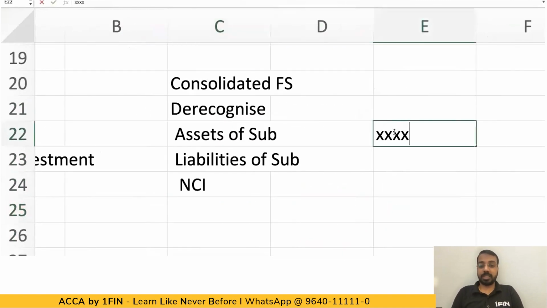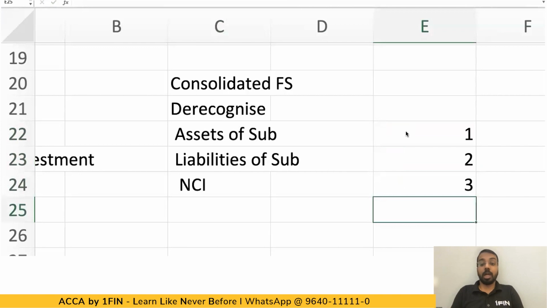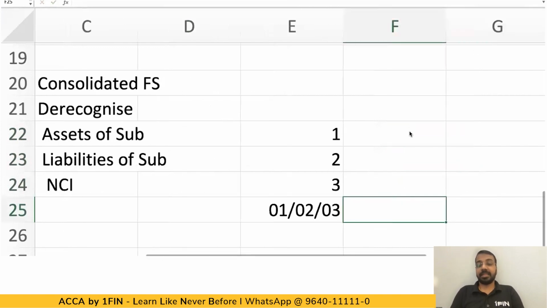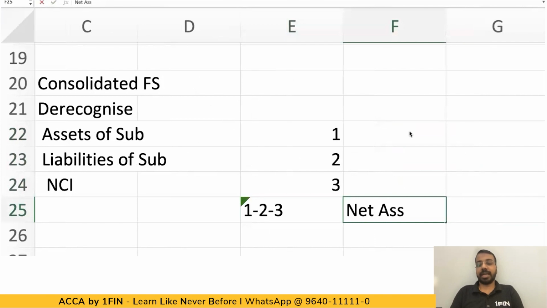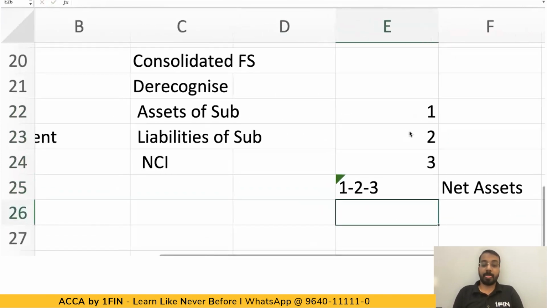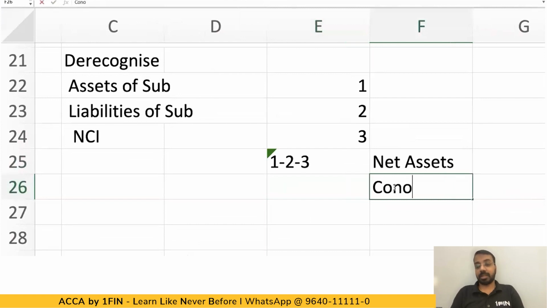So this is one number, this is another number, this is another number, or I'll put it 1, 2. Now, total assets minus liabilities minus NCI gives you the net assets to be de-recognized. This net asset which will be de-recognized, you will compare with the consideration.